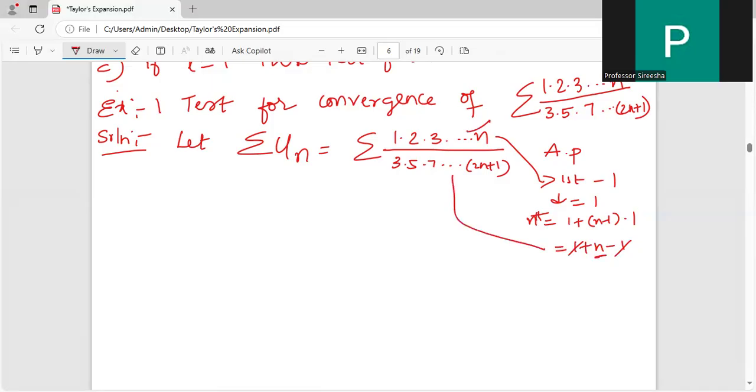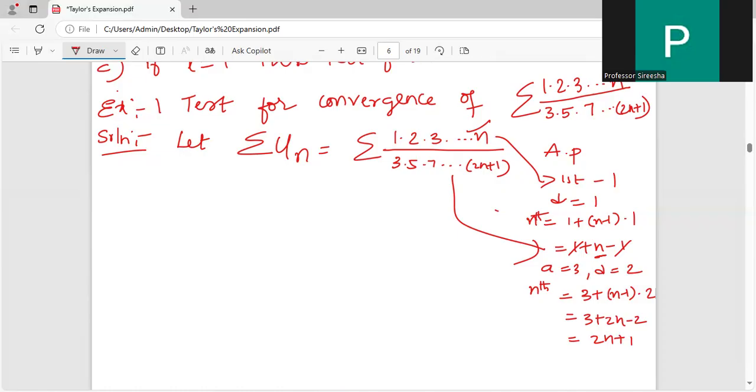For the denominator, just see, again I'll use the formula for AP. The first term A is 3. D is 5 minus 3, 7 minus 5, which would be 2. So the nth term would be A plus n minus 1 into D, where D is 2. So I'll have 3 plus 2n minus 2, which would be 2n plus 1. I think it's clear to all of you. So that's how I'm getting the nth term.